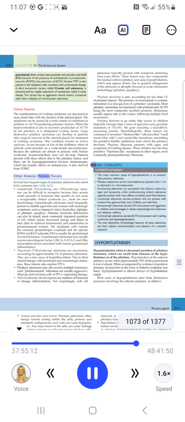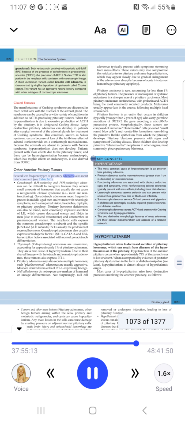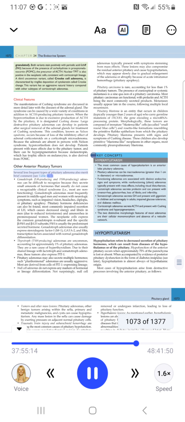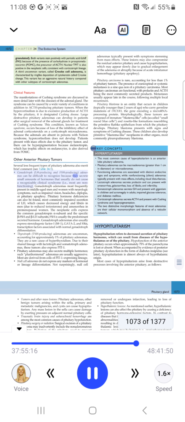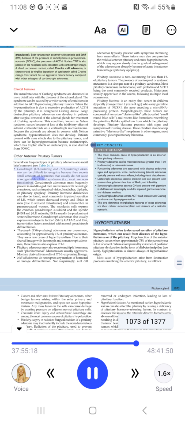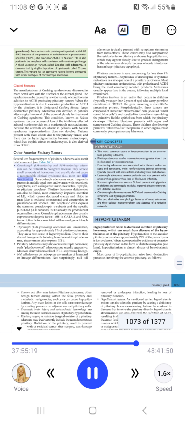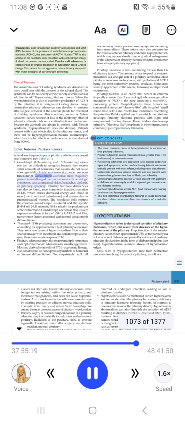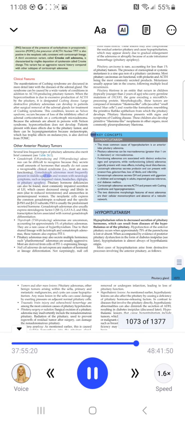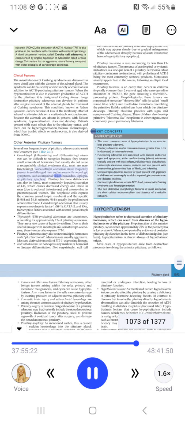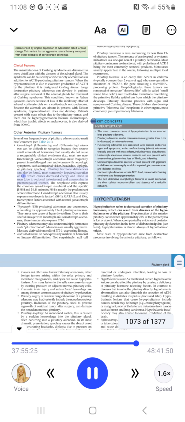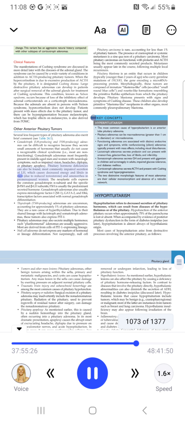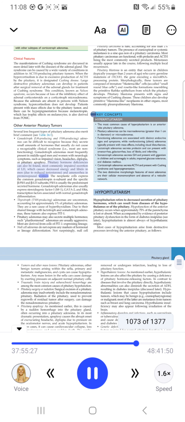Other anterior pituitary tumors. Several less frequent types of pituitary adenoma also merit brief comment, see Table 24.1. Gonadotroph, LH-producing and FSH-producing adenomas can be difficult to recognize because they secrete small amounts of hormones that usually do not cause a recognizable clinical syndrome, i.e., most are non-functioning. Gonadotroph adenomas most frequently present in middle-aged men and women with neurologic symptoms, such as impaired vision, headaches, diplopia, or pituitary apoplexy. Pituitary hormone deficiencies can also be found, most commonly impaired secretion of LH, which causes decreased energy and libido in men due to reduced testosterone and amenorrhea in premenopausal women.